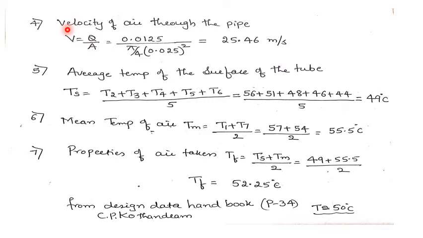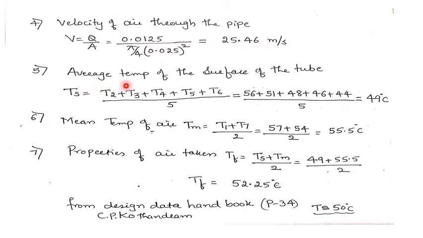Next we will calculate the velocity of air through the pipe, where velocity V is equal to Q divided by A. This discharge we have already calculated as 0.0125, and A is pi upon 4 d square, where d is the diameter of the test specimen, 25 mm. So the velocity V is 25.46 meters per second.